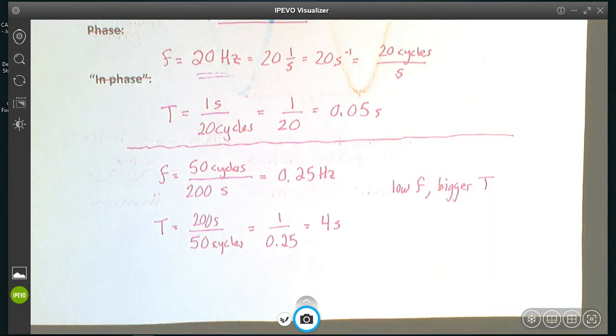Okay. That's the main learning for today. In class, we'll do some stuff with strobe lights, just to get the idea of what high and low frequency look like, and some cool stuff we can do with that. Tomorrow, we're going to learn about the universal wave equation.